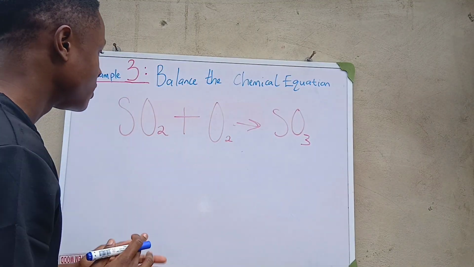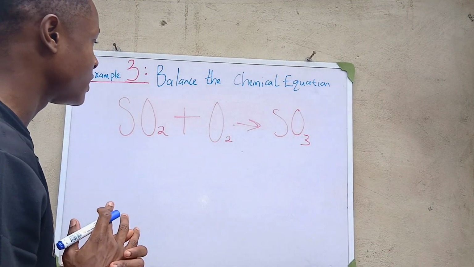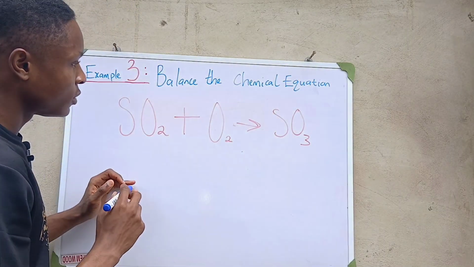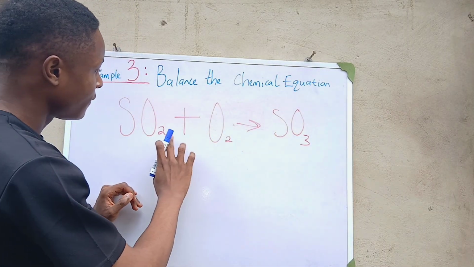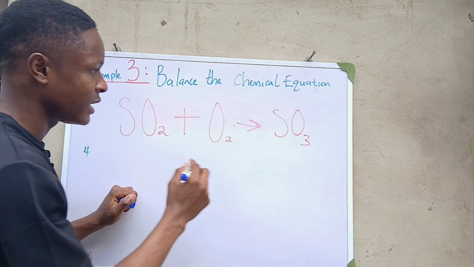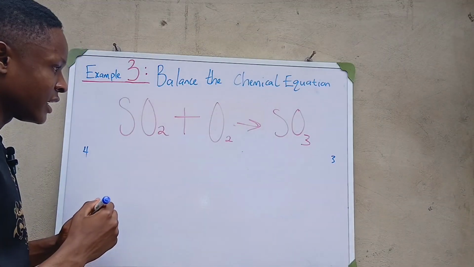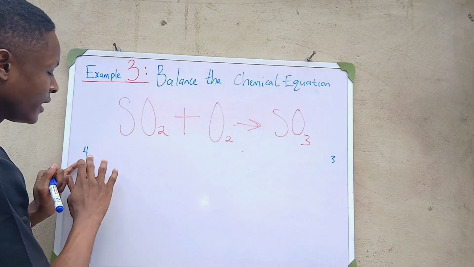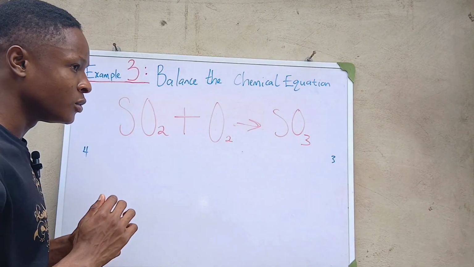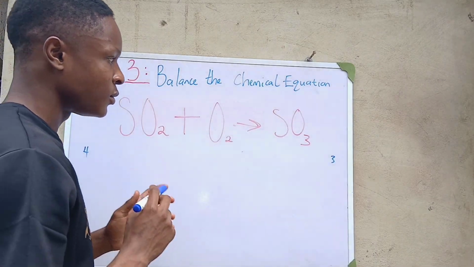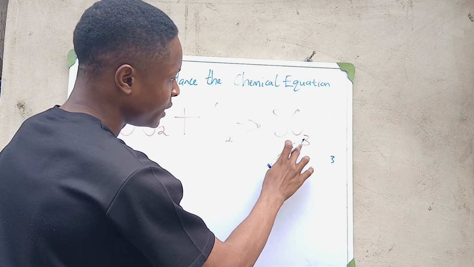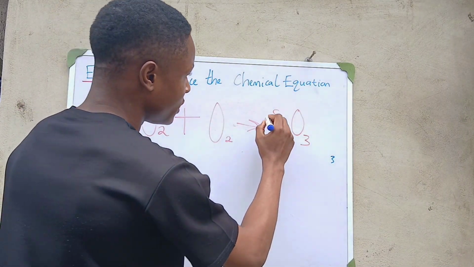So it's not balanced. For us to balance this, let's look at it. Sulfur is one here, sulfur is one here. We have four atoms of oxygen on the left hand side and three atoms of oxygen on the right hand side. So we have an even and an odd number. For us to balance an even and an odd number, we have to take their LCM, which is 12. What we multiply 3 by to give us 12 is 4.